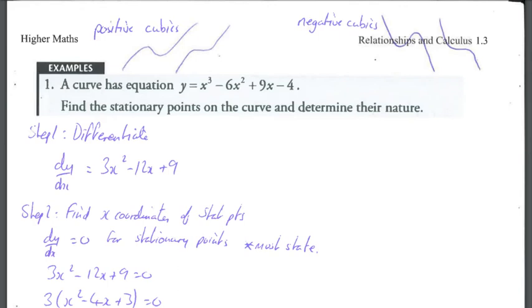So we're going to do another example here. I'm going to go over the nature table again in a little bit more detail. First of all, we have a cubic equation. It's a positive cubic equation.